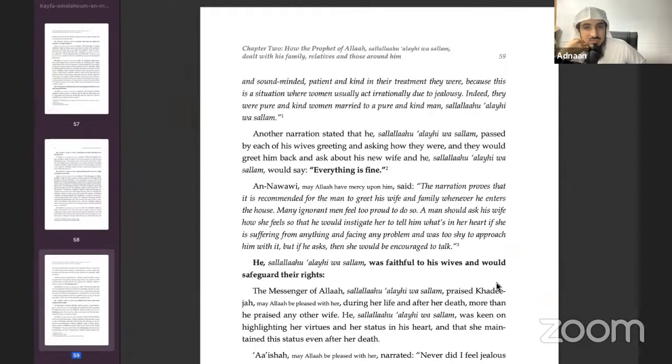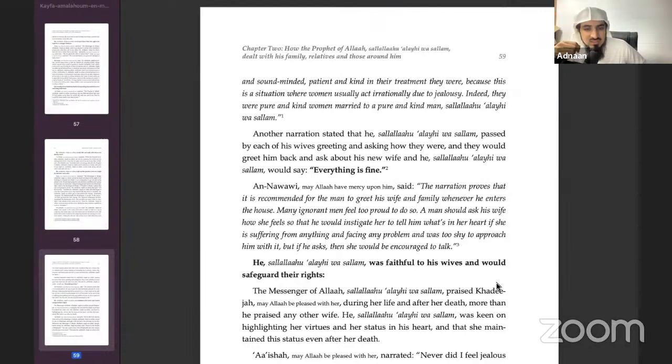Indeed, they were pure and kind women married to a pure and kind man, sallallahu alaihi wasallam. Another narration stated that he, sallallahu alaihi wasallam, passed by each of his wives, greeting and asking how they were. They would greet him back and ask about his new wife, and he, sallallahu alaihi wasallam, would say everything is fine.